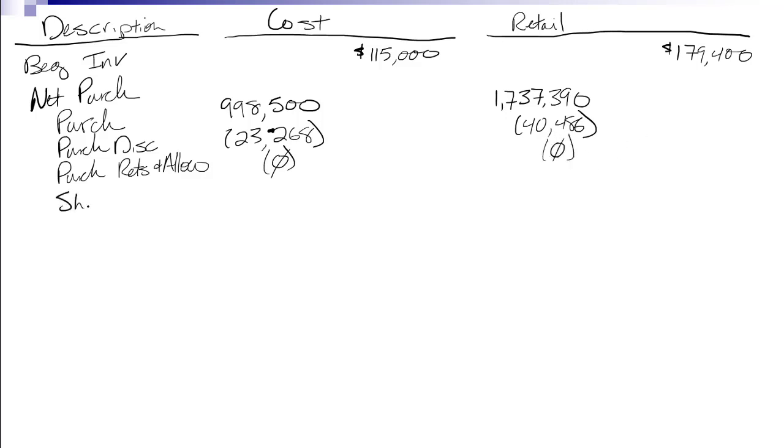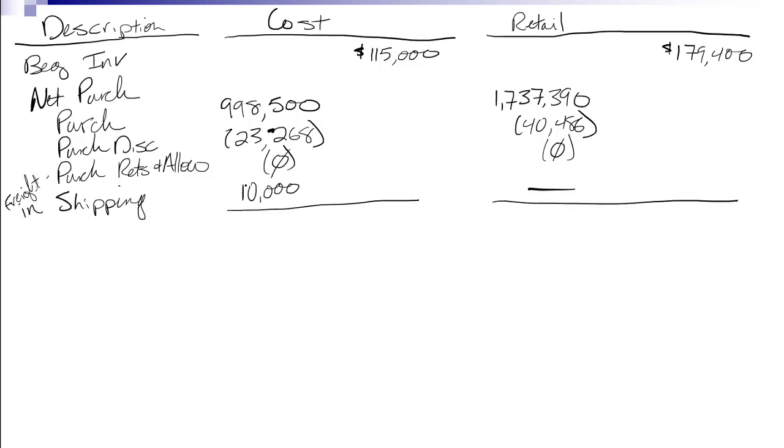The last is shipping, often referred to as freight in. And the rule with freight, I add it in cost, but I do not add it in retail. So highlight it, circle it, mark it. Shipping cost is for cost only. There's no retail equivalent. And that allows me to calculate a net purchase amount.